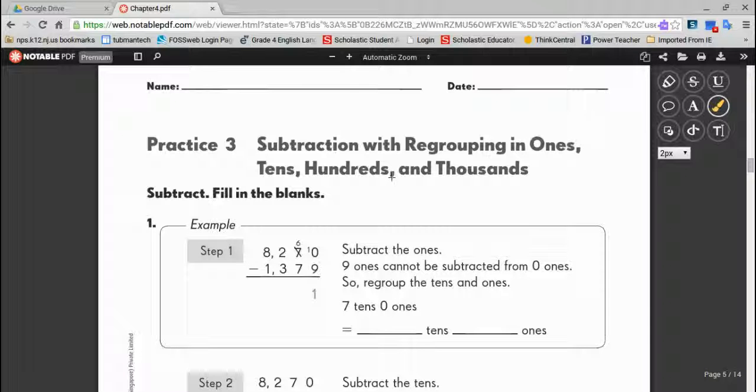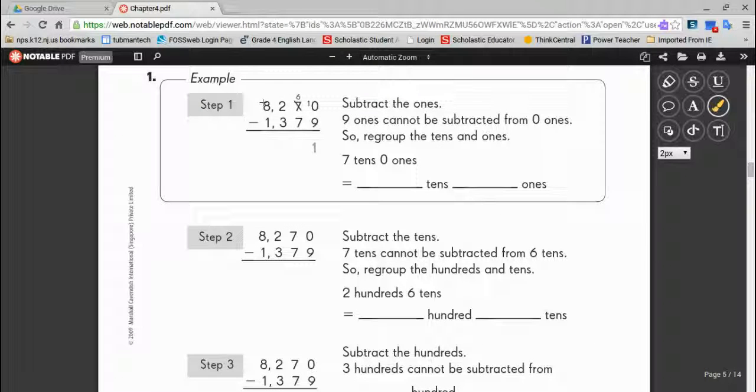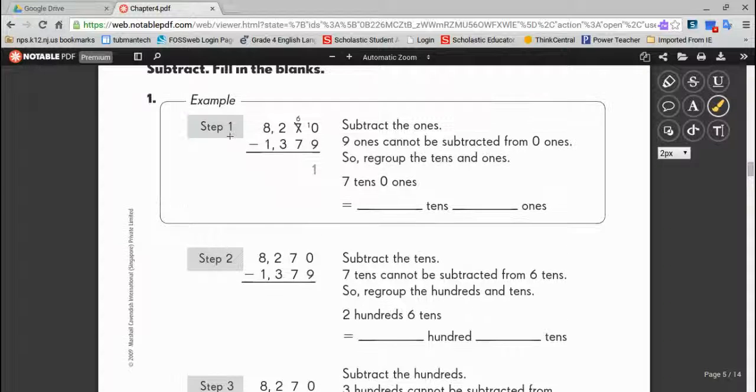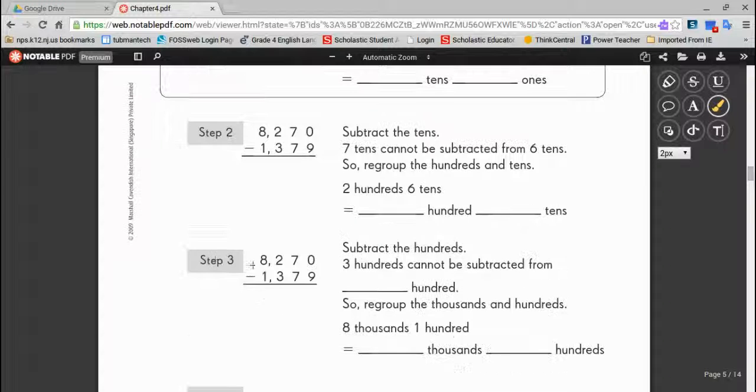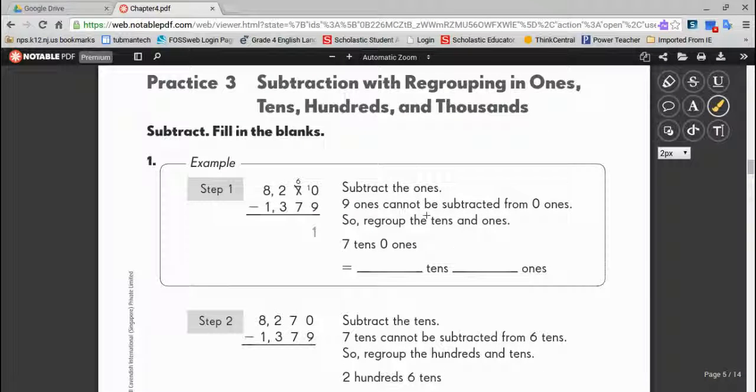We're doing page 63. Practice 3, subtraction with regrouping in ones, tens, hundreds, and thousands. Subtract, fill in the blank. So in this entire page, we're doing just one problem. And we're taking one problem and breaking it up into different steps. Step 1, Step 2, Step 3, and Step 4. Alright, so let's do this entire page together.